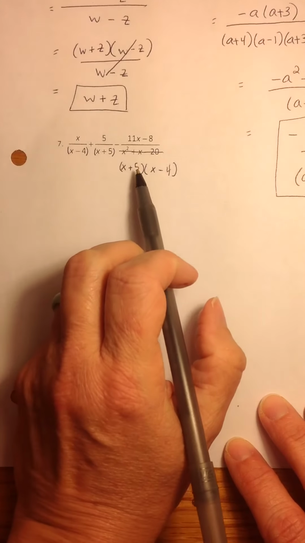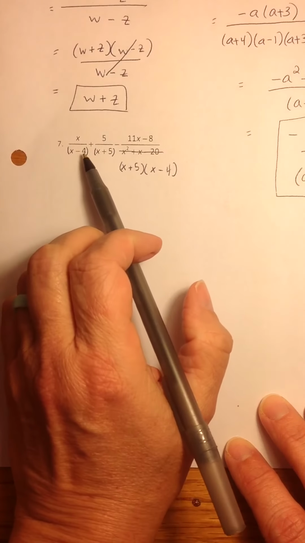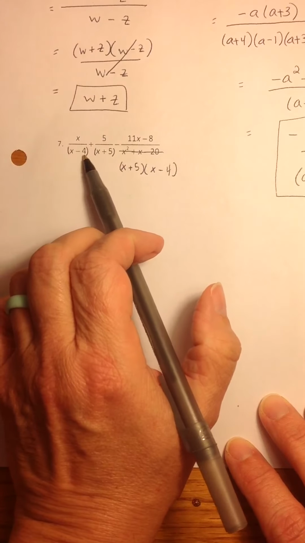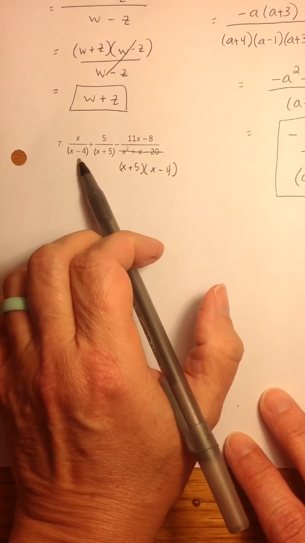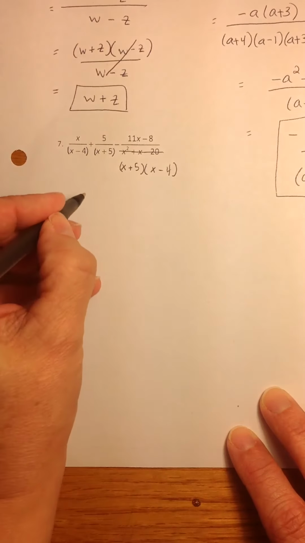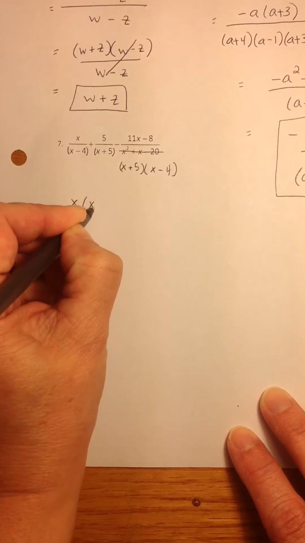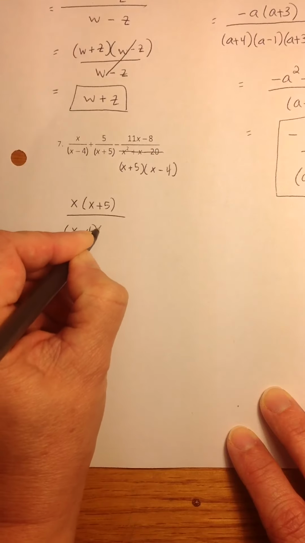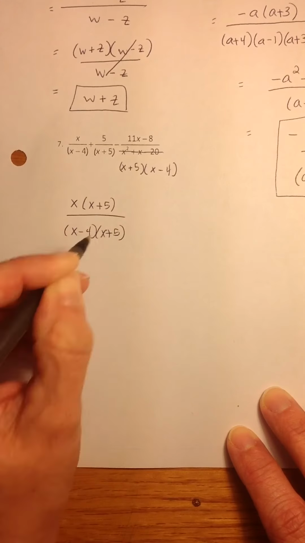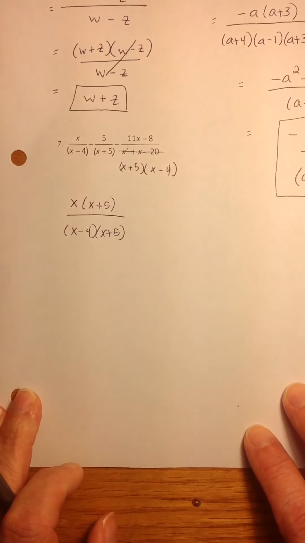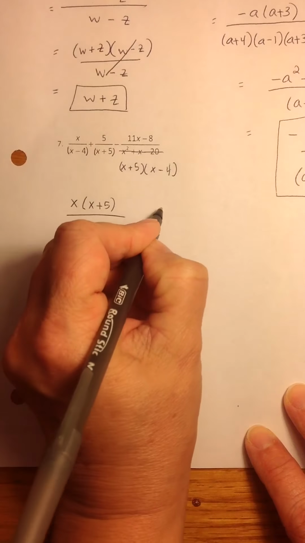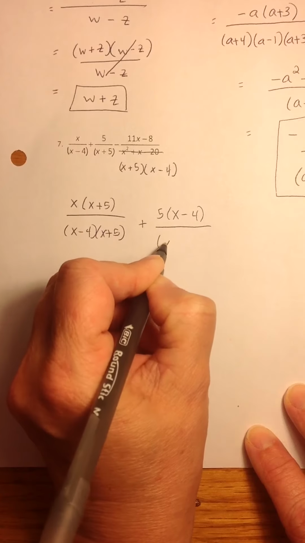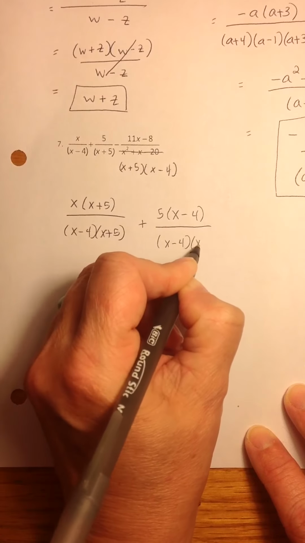If this denominator has both of these, then these first two denominators also need both of these. So this first one is missing x plus 5. If I put it in the bottom, I must put it in the top. So I get x times x plus 5 over x minus 4 times x plus 5. The middle one is missing x minus 4. So I'm going to put x minus 4 in the top and the bottom.